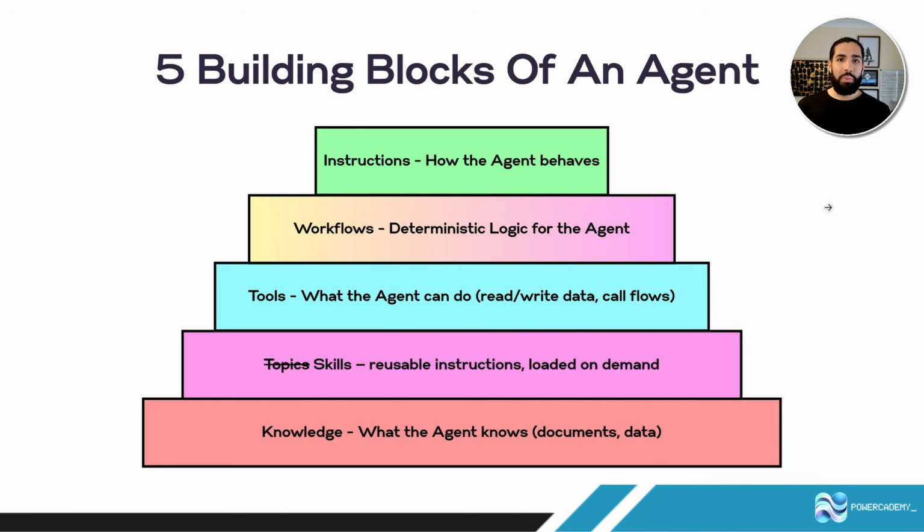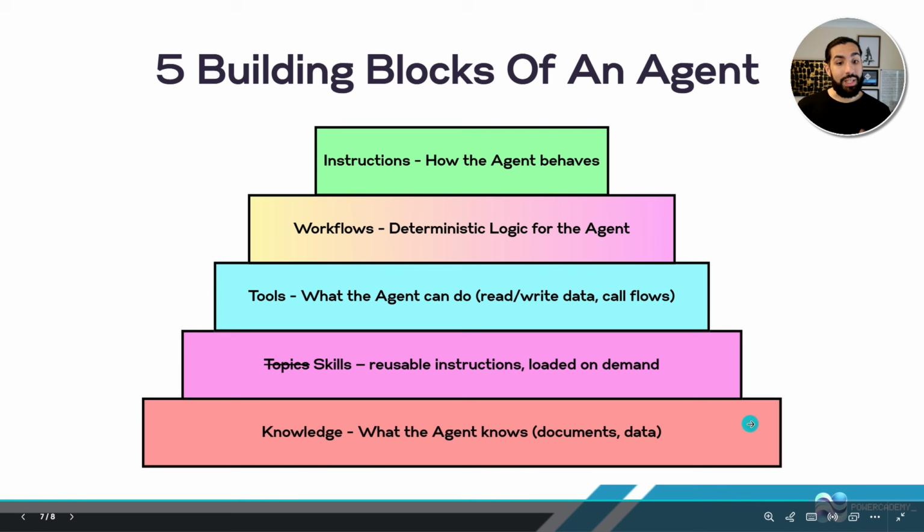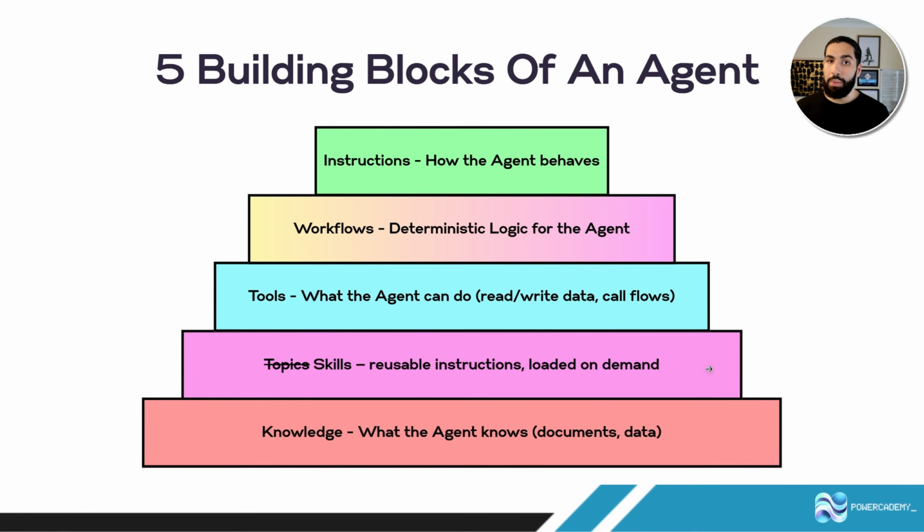Now, some of you might be familiar with this, but I used to speak about the 4 building blocks of an agent. Now, this has turned from 4 to 5 because with the new capability within Copilot Studio, we now have another layer of workflows which give us deterministic logic for the agent. You can see we've got knowledge here in the bottom as the foundation. We've got skills as reusable instructions which are loaded on demand and in a generative capacity by the agent.